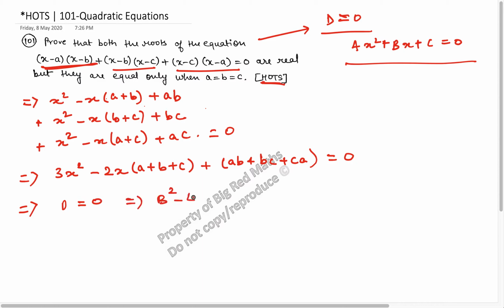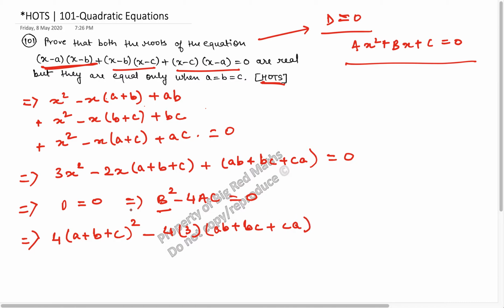If D is equal to 0, this implies that b square minus 4ac for this equation should be equal to 0. Let me plug in the values of a, b, c. So b square will be equal to 4 times (a plus b plus c) the whole square, minus 4 times a, which is 3, into c, which is (ab plus bc plus ca). Yes, this is right.